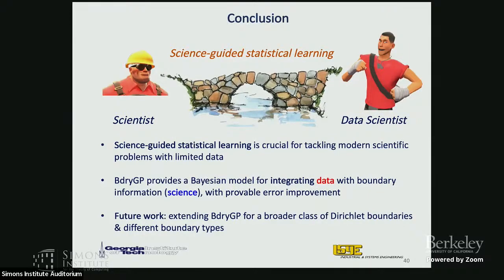The future work would be, remember, we only have a very specific Dirichlet boundary that we can do the mathematics for. We need to do a broader class and different boundary types. For example, we have only rectangular, but in a lot of work. So this will be something that Simon Mak will do. I don't do. Okay, thank you.